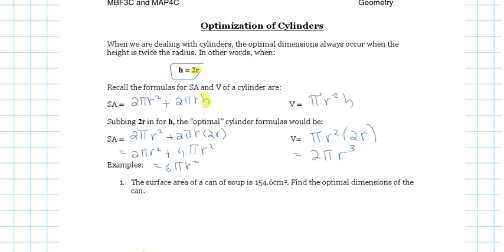Now, there's nothing different than what I've done with the cube or with the rectangular prism. Same idea. If they give me the volume, I start with the volume and I solve for my radius. If they give me the surface area, I start with the surface area and solve for my radius. So you see that both formulas only have radius as their variable.